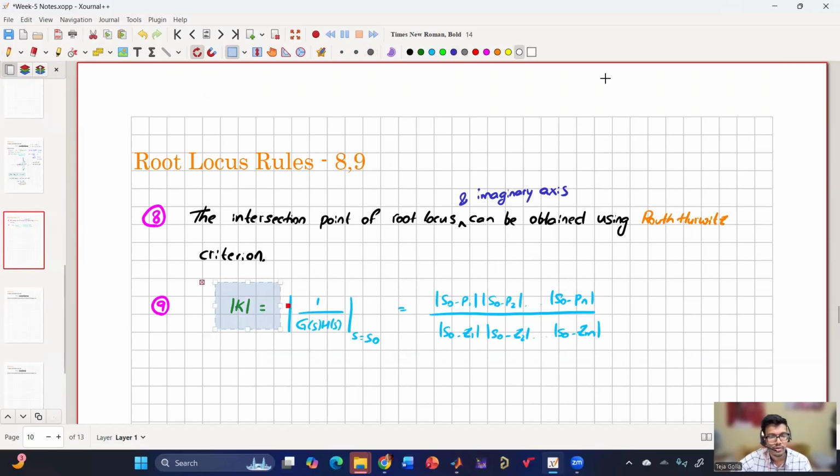So basically, points 8 and 9 are to find out whether it is crossing the imaginary axis, and we'll obtain that using the Routh-Hurwitz criterion. Once you get that point, you can calculate the gain from here, or you can calculate it from the Routh-Hurwitz criterion only. Anything is fine. So this is rule number 8 and 9.